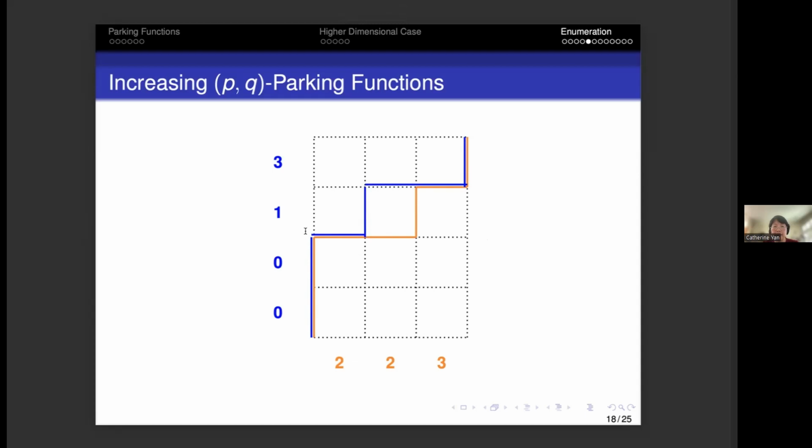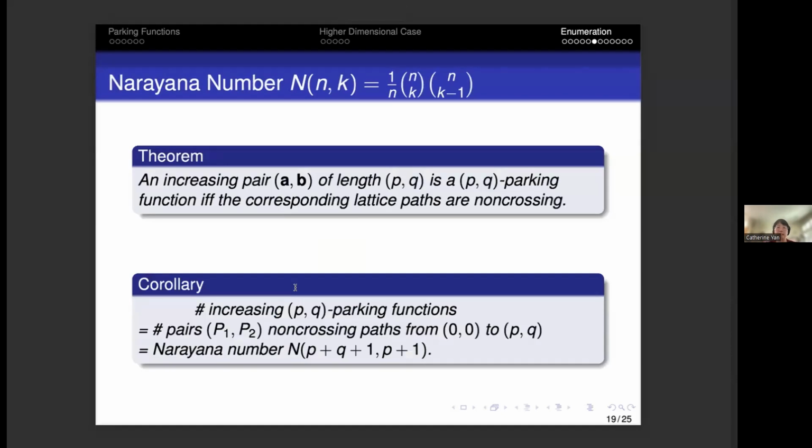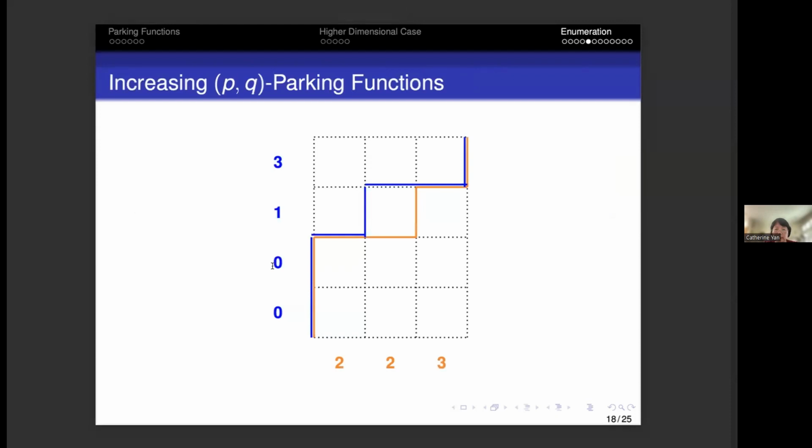So what you can see is such a pair. You already know this pair is a parking function in the two-dimensional case, and the picture shows there is a sense of non-crossing lattice paths appearing here. And this is actually the correct description. An increasing pair of integer sequences of lengths P and Q is a PQ parking function if and only if the corresponding lattice paths are non-crossing. Here, when we say non-crossing, we do allow them to share some common edges. In the previous picture, the blue one cannot go below the orange one.